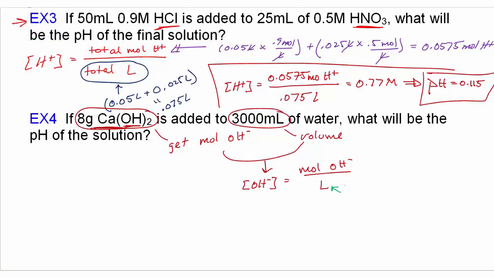Our volume is just 3 liters. How about our moles of hydroxide? That's going to be a little more work. Our moles of hydroxide, let's find. Okay, we have 8 grams of calcium hydroxide. So you see the game plan here? Let's convert this into moles of calcium hydroxide, and then we'll convert that into moles of hydroxide. So just one long step here.